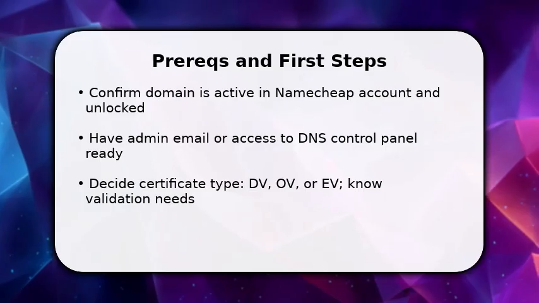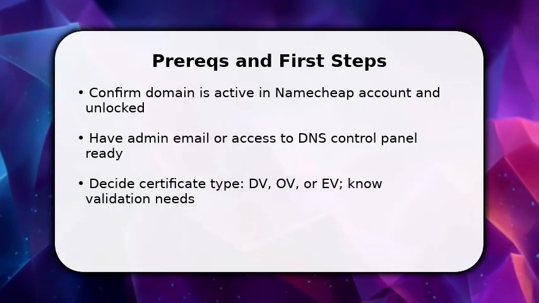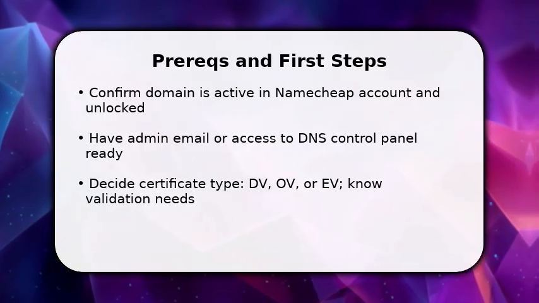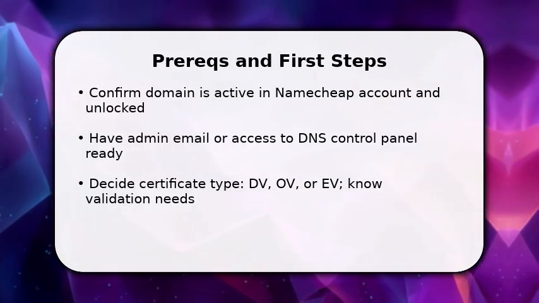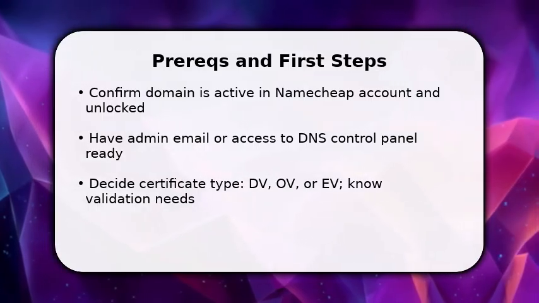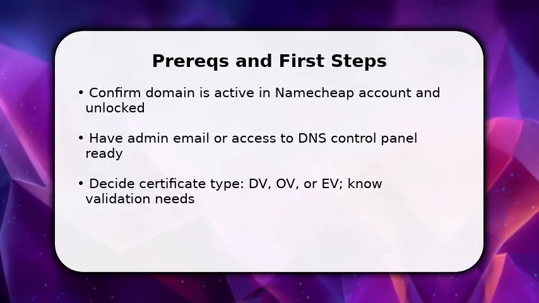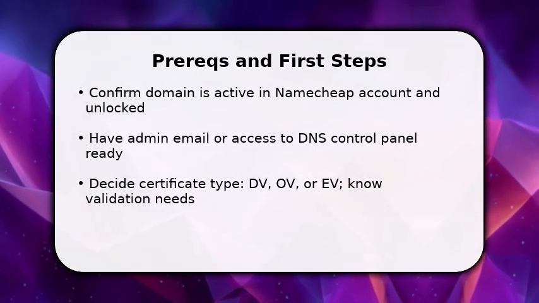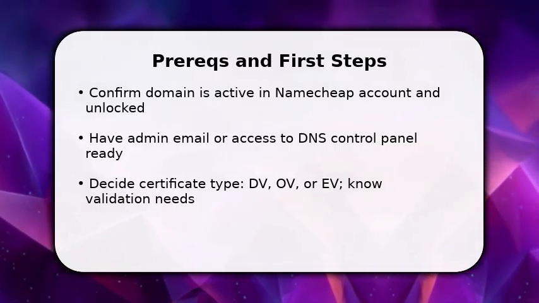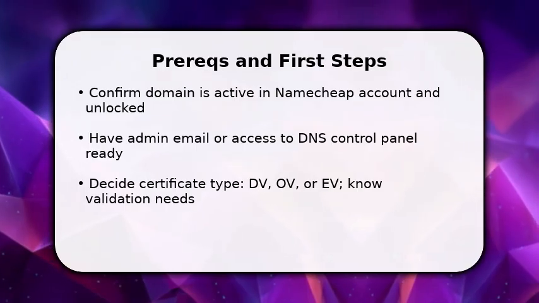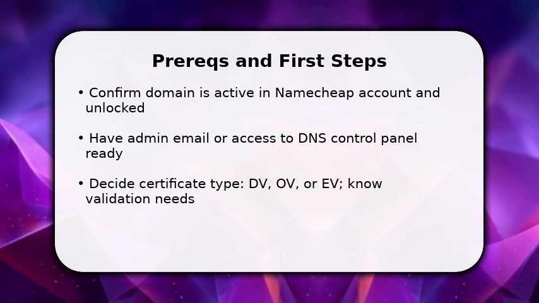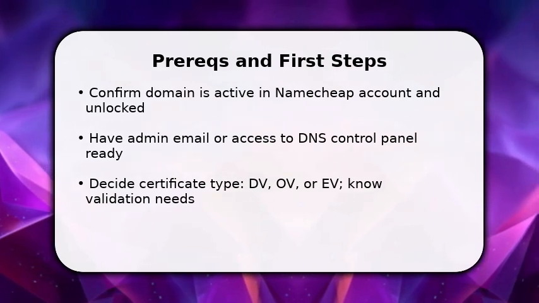You start by confirming the domain is active in your Namecheap account and unlocked so validation can proceed. Once done, choose the certificate type, DV for speed, OV/EV for business identity, and understand the difference. Make sure you have the admin email or DNS control panel credentials available. This speeds validation. Then go to Namecheap's SSL product page, add your chosen certificate to cart, and complete checkout. After purchase, you'll be ready to generate the CSR and continue validation.